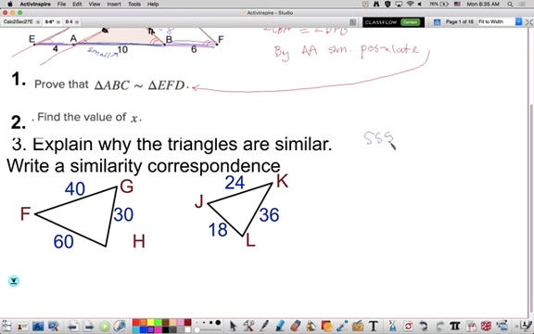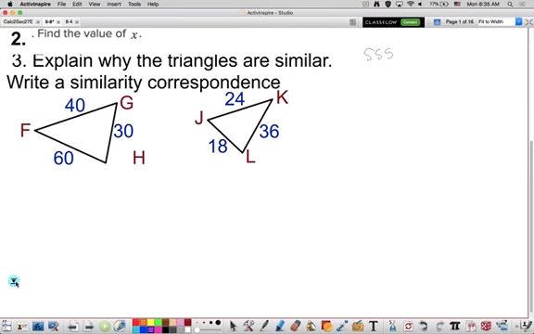What do I need to show? I need to show that they're similar, so I need to look at the ratios. Big to small. So let's look at big to small. 40 matches up with 24 because that's the middle, right?